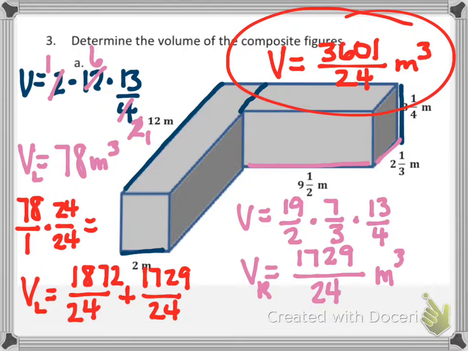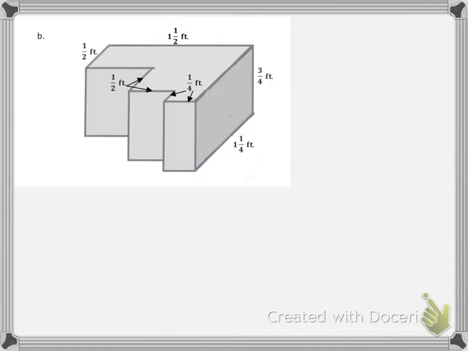Okay, split it up into 2 rectangular prisms. Find the volume of each, add them together. And the last one for today. Oh, it looks fun, right? So I'm going to cut it here. We'll have one on the right side. I'm going to cut it there. We'll have one in the middle, and then we'll have one on the left side. So we're going to have 3 different ones.